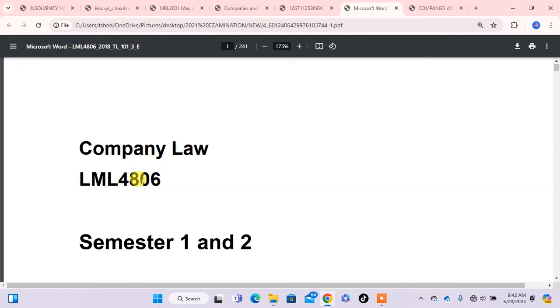This is because company law and MRL are interrelated, and I will show you why they are interrelated, and then we'll answer some of the questions so that you can see that they are really interrelated. You will be doing company law soon, so you must know MRL very much because it's the same thing.